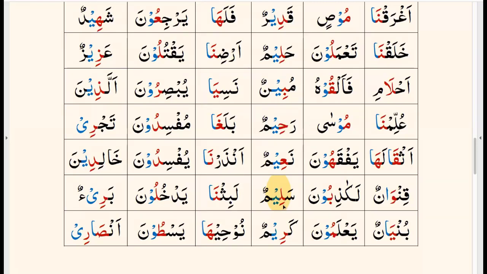Li. Good, well done. Now we're going to add this letter at the beginning, seen with a fatha. Okay, so this is sa. Can you say this? Well done. Now let's put them all together. Sa-li. Sali. Good, well done.